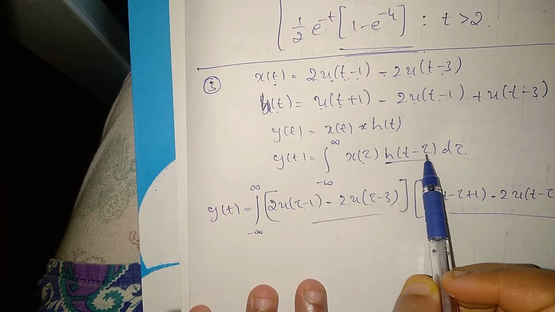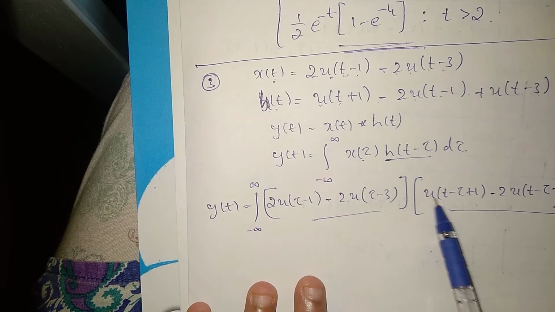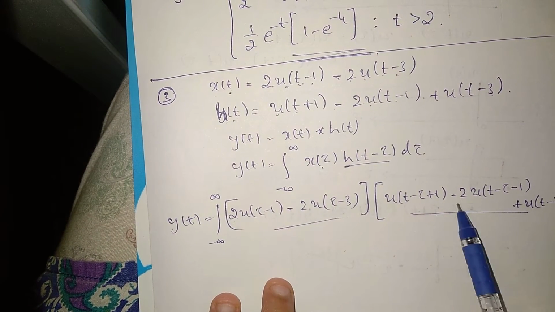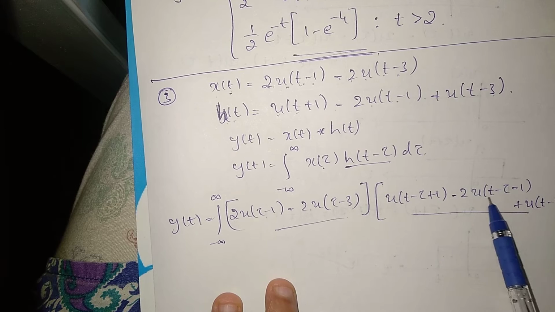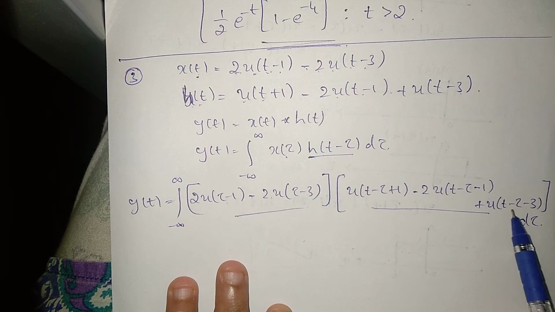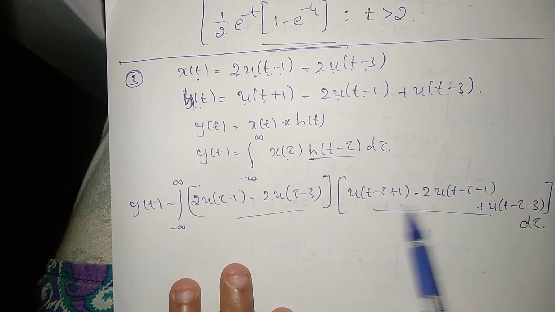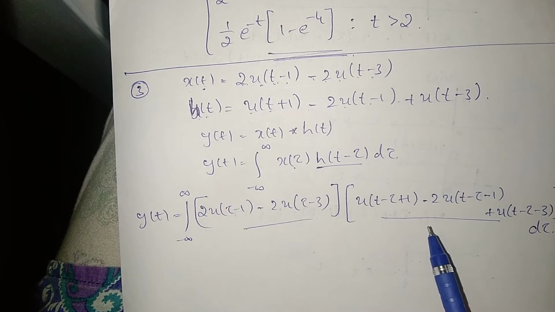h of t minus tau means in place of t substitute t minus tau. So u of t minus tau plus 1 minus 2 into u of t minus tau minus 1 plus u of t minus tau minus 3, d tau. Now we need to plot these two equations. Again we need to multiply.